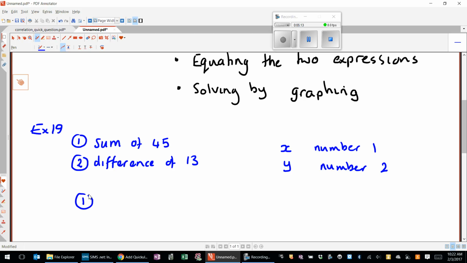Sum of 45. Yeah? So x plus y equals 45. So I've taken the information from the question. You all know that sum means plus, difference means subtract. And then the values are 45 and 13. So we've got our 45. What about the second equation?